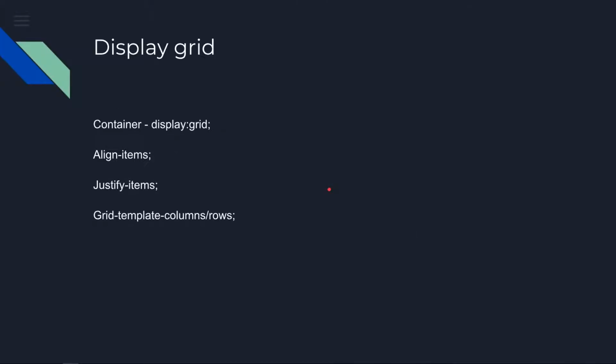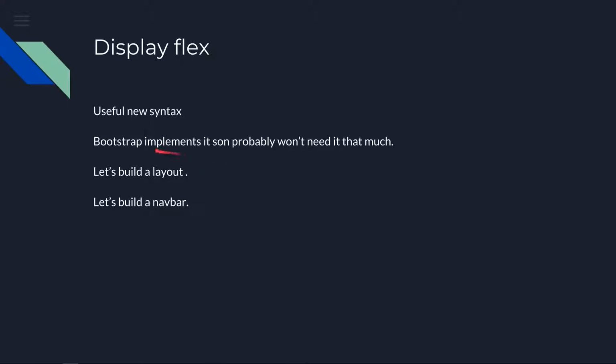So on display grid, we'll do how these different properties work. I think these are the most important because display grid will mostly be used for stuff like image galleries, etc. And then display flex, it's useful, but it's also exactly sort of what Bootstrap does. So we probably won't need it that much, but it's cool to know in case we need to build stuff based on the flex.